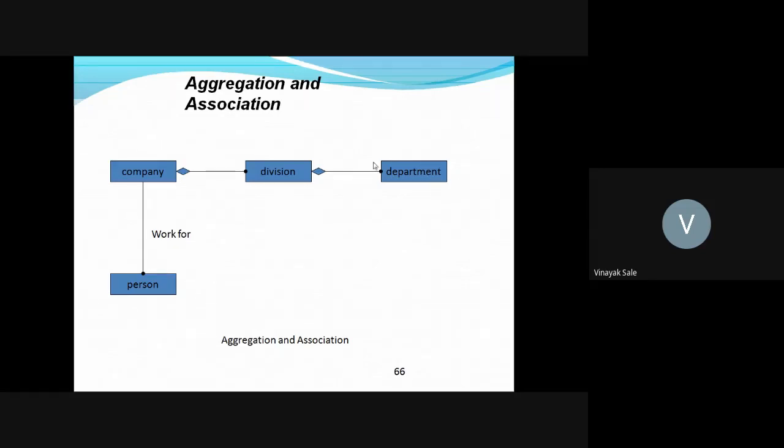So it is aggregation. A department belongs to a division, and a division belongs to a company. But here many persons work in that company. That is association: they are not working for a division or for a department, but for the company. That is association. Then the next concept is generalization.